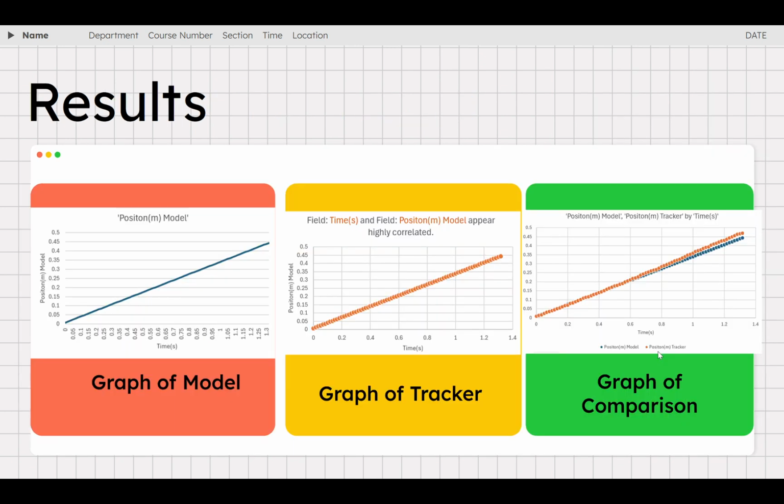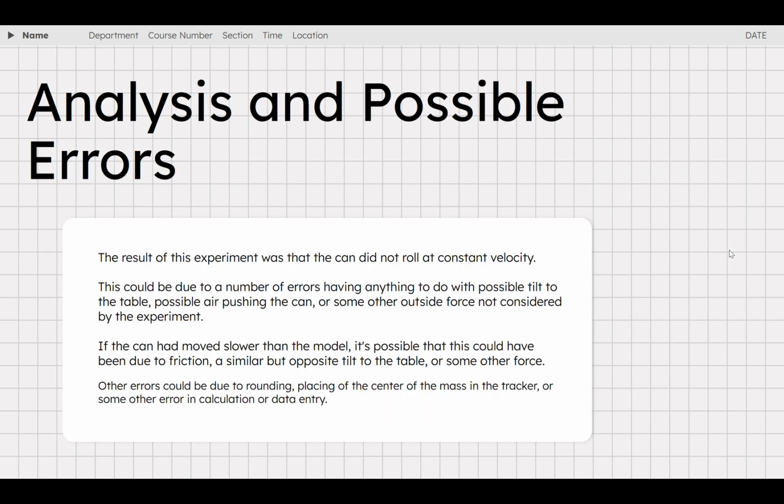So for the results, we can see the graph of the model. The model has a constant velocity, and so it actually moves constantly along this line. The graph of the Tracker, it shows almost constant, but not quite. And so when we compare these two graphs, we can see that the Tracker, the real-life object, actually moves a little bit more over the given time period than the model predicted it to be. So the result of the experiment was that the can did not roll at a constant velocity.